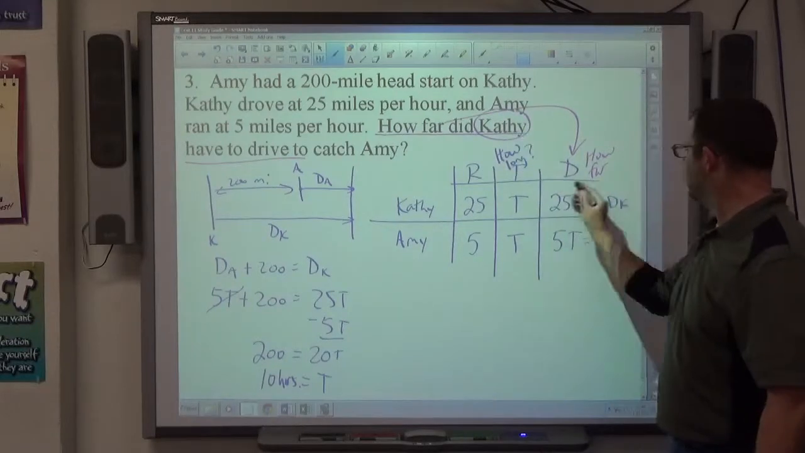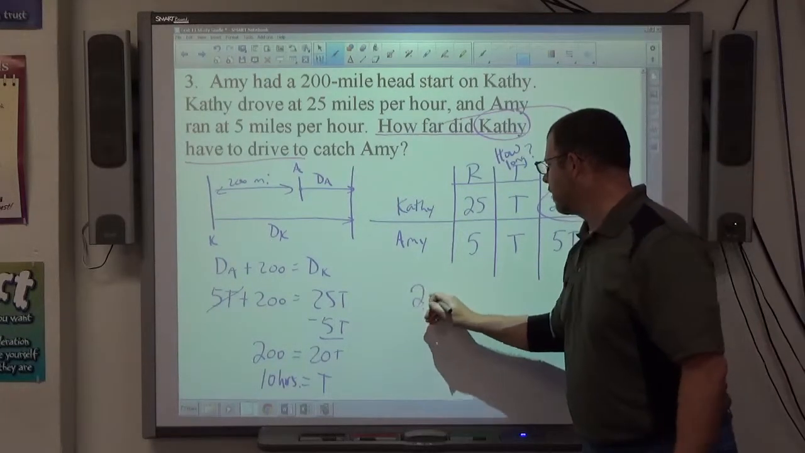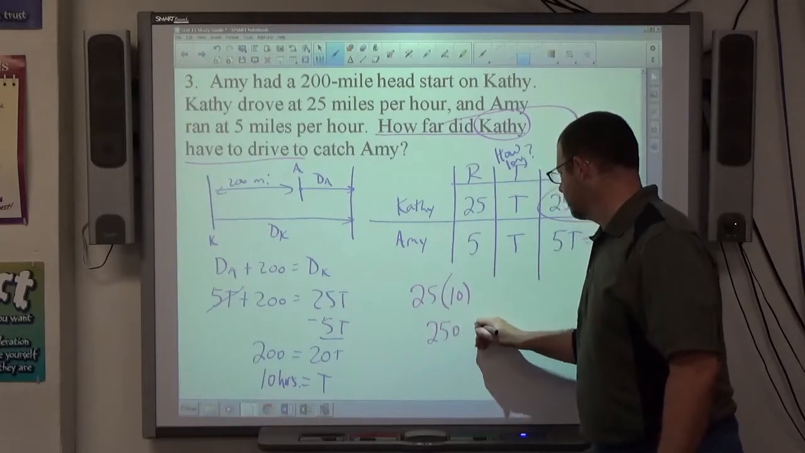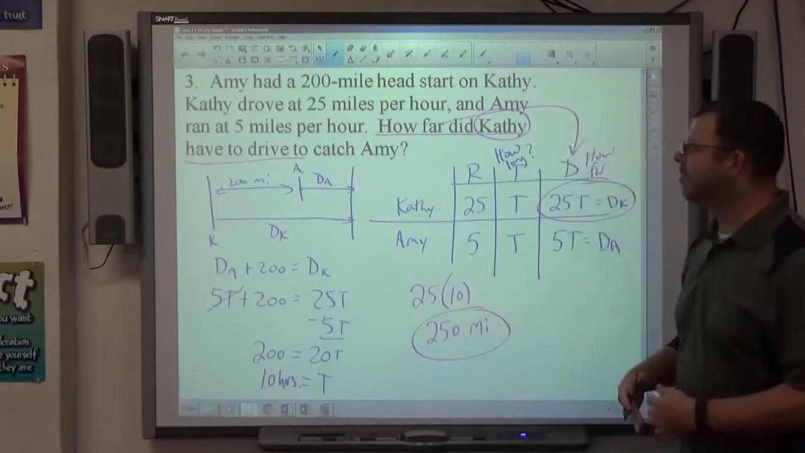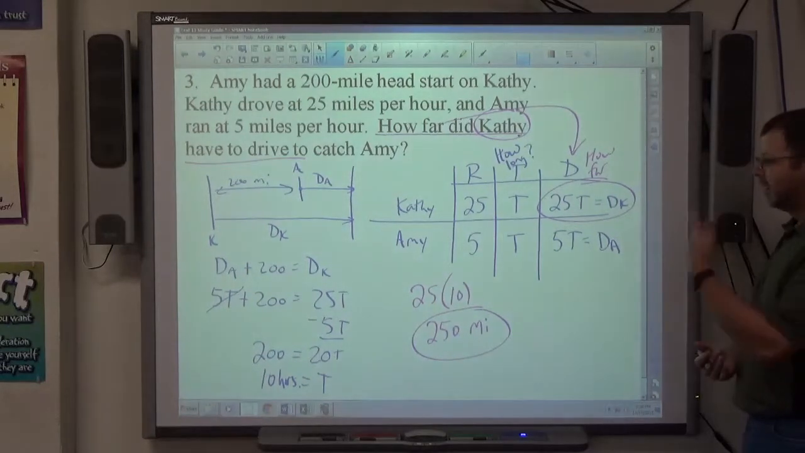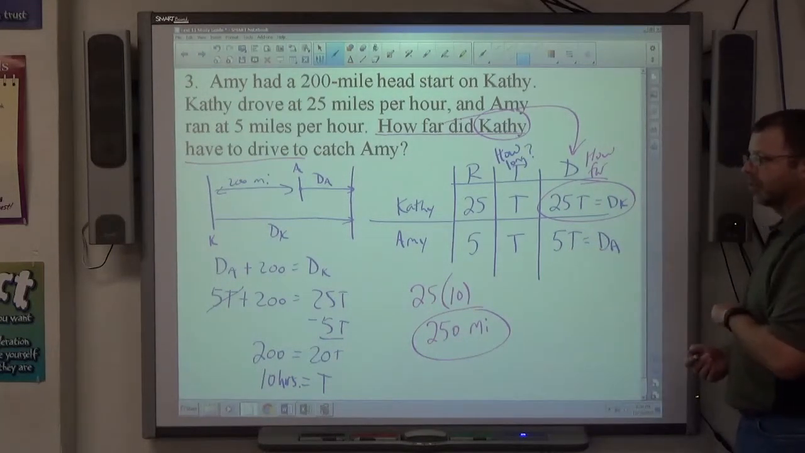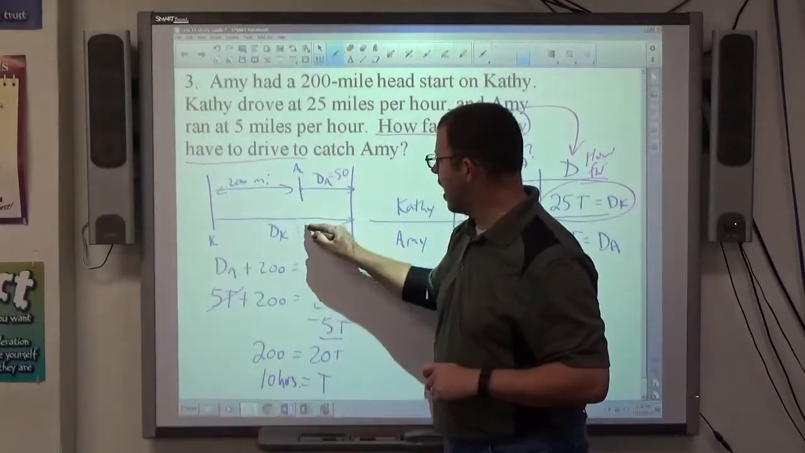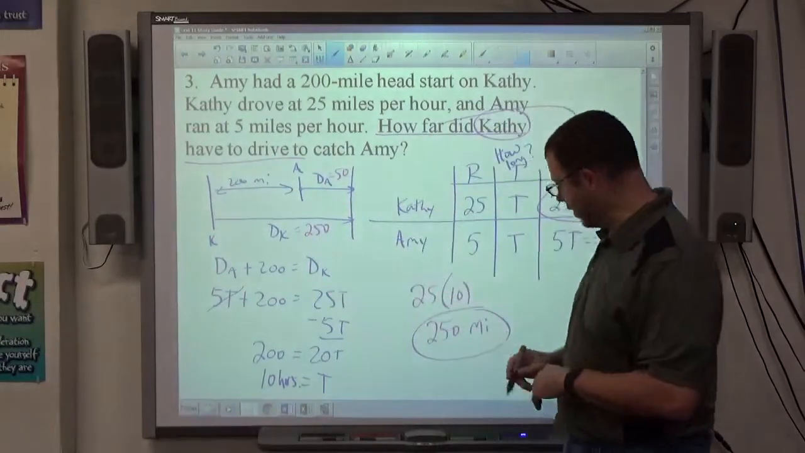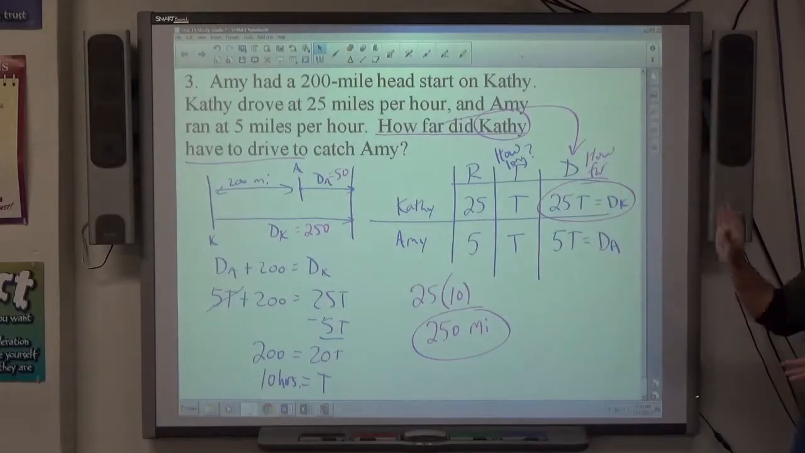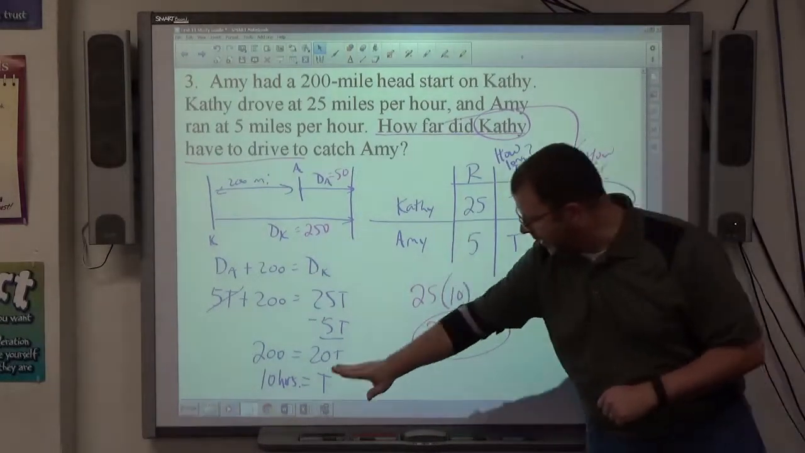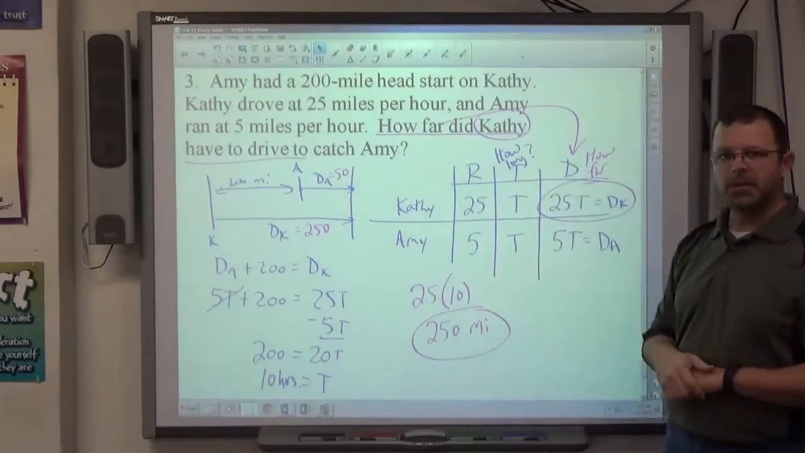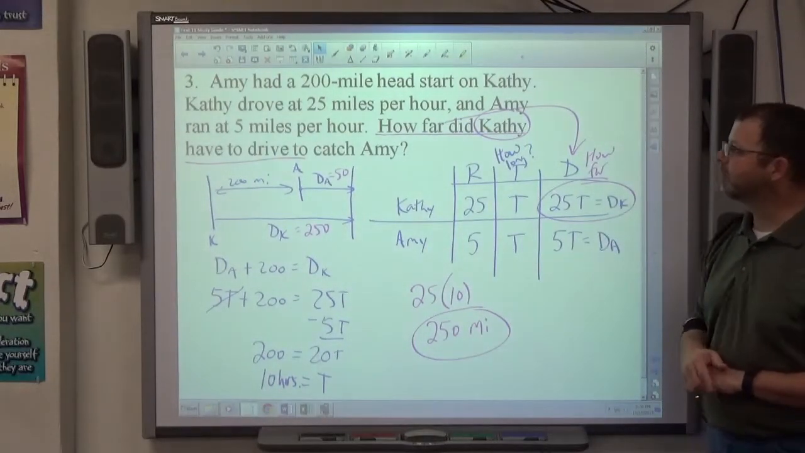So we're looking for Kathy's distance, so we have to do 25 times 10 is equal to 250 miles. If the question had asked how far did Amy run, it would have been 5 times 10, 50 miles. So her 50 miles plus the 200-mile head start gets Kathy's 250 miles. You can see by that picture very clearly that's what happens. But again, I see too many people getting to here and stopping because they got an equation solved. Answer the question every time. That's what I'm looking for as a final answer on this.